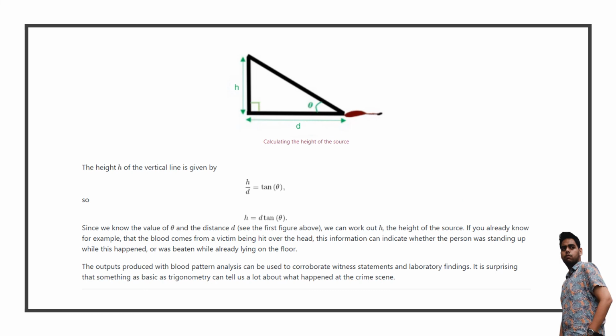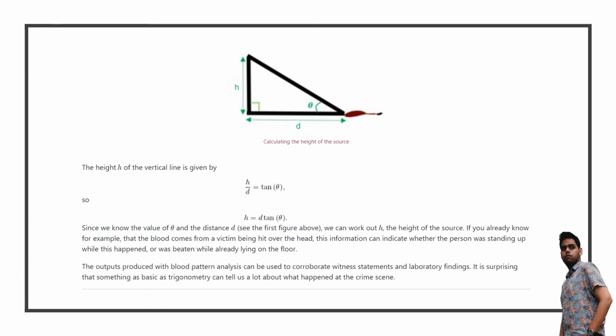The vertical line is given by h over d equal tan theta. So h equals d tan theta. Since we know the value of theta and the distance d, see the first figure above, we can work out h, the height of the source.